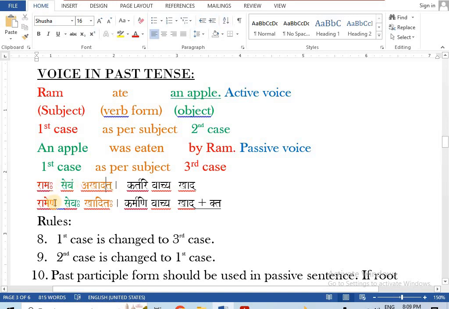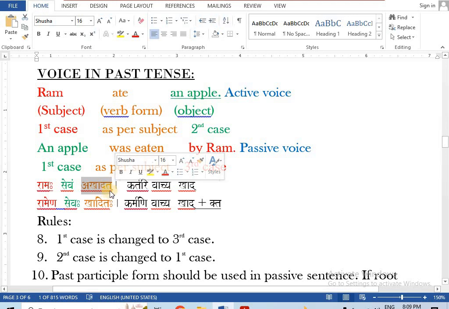Now conversion from active to passive, you people know that Ramaha is first case and should be converted to third case, right? Common rules. All rules are common except the verb form, right? In all tenses, all 3 tenses. Ramaha becomes Ramena, first to third case. Sevam, second case, object, is converted to first case. Now here, check these verb forms. You have to stop in this while you are converting. You have to think twice.